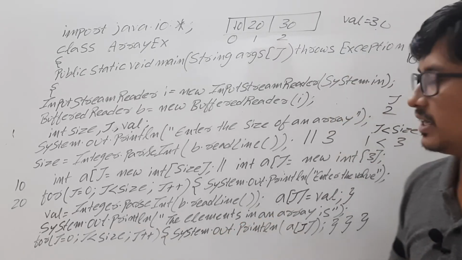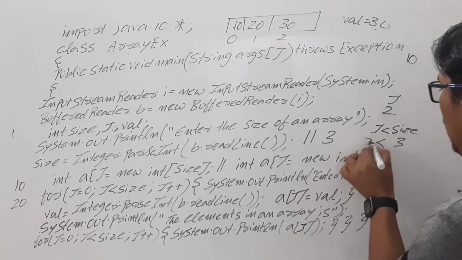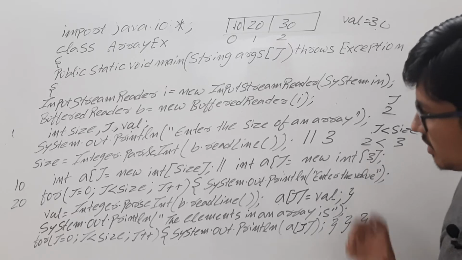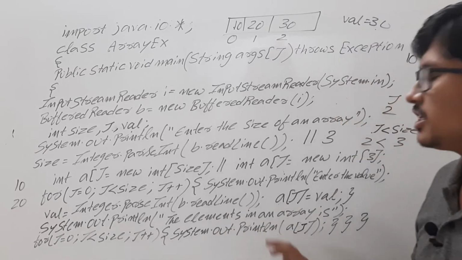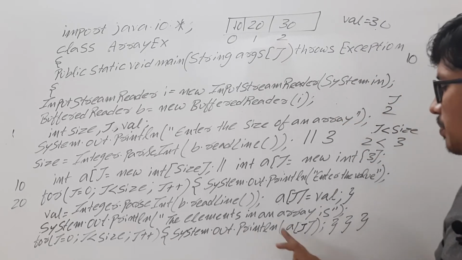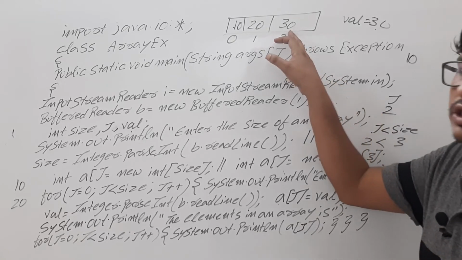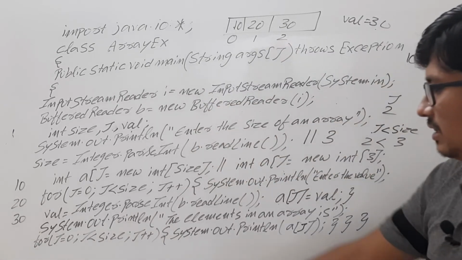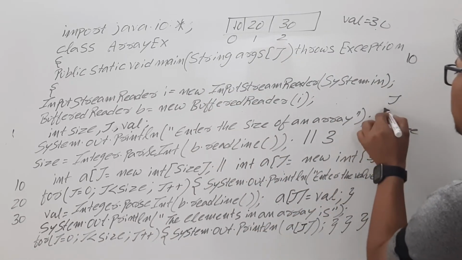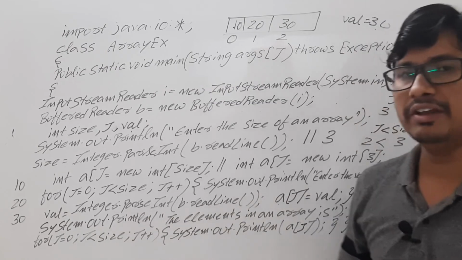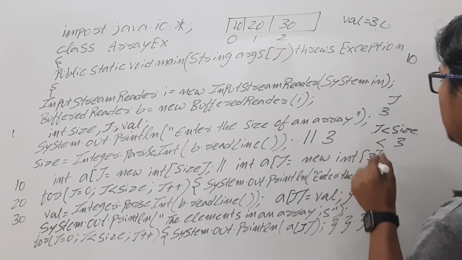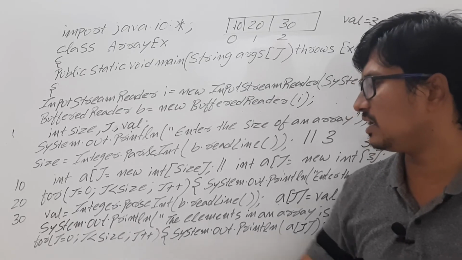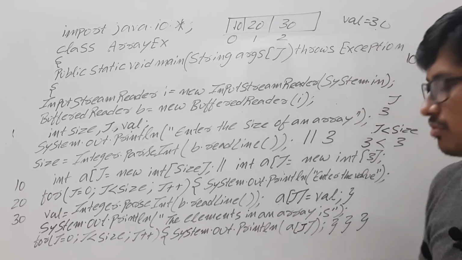Then you will verify the condition, j less than size. j value is 2, 2 is less than 3, the condition is true. So again the statement will be executed. System.out.println a[2], at index 2, what value is there? 30. That will be displayed as an output. Then j++, j value will be updated to 3. Now again you will verify the condition, j less than size. 3 is less than 3, the condition fails. As the condition fails, the control will come out from the for loop.